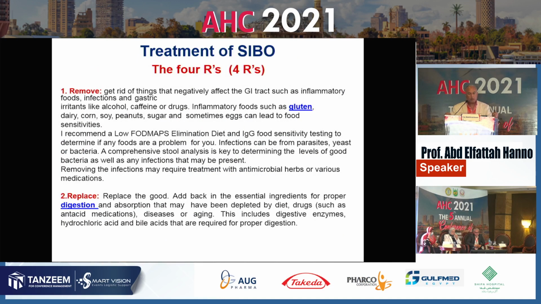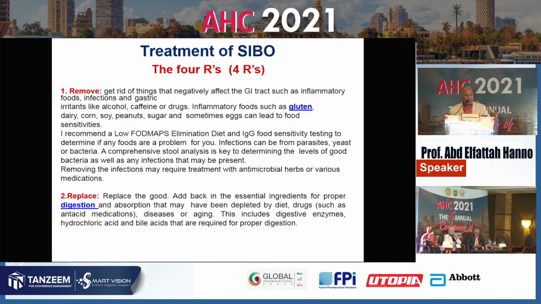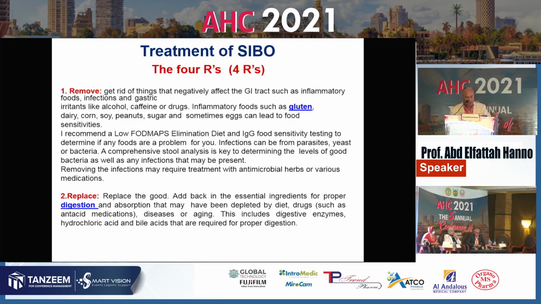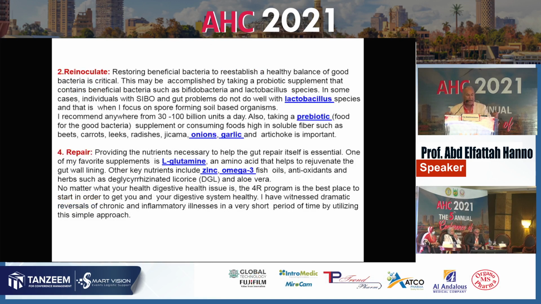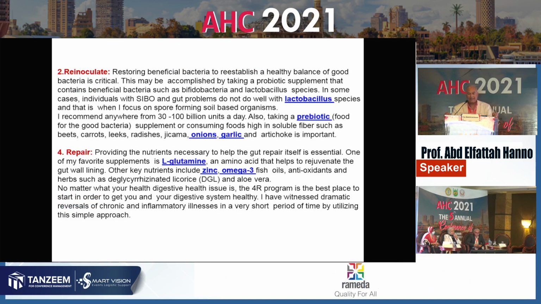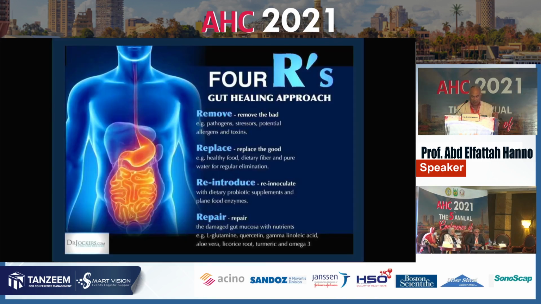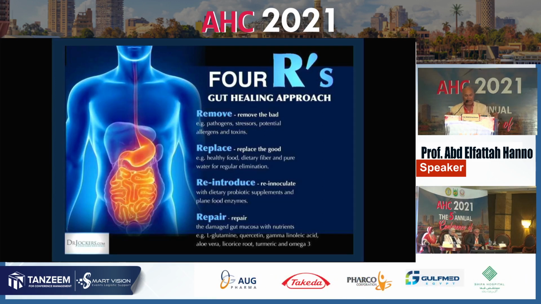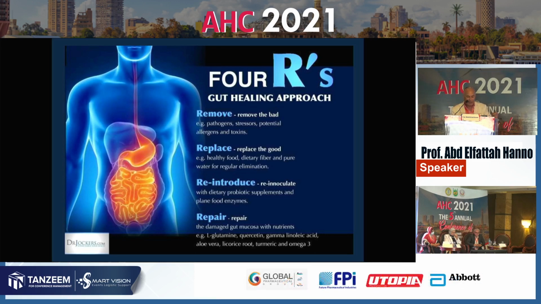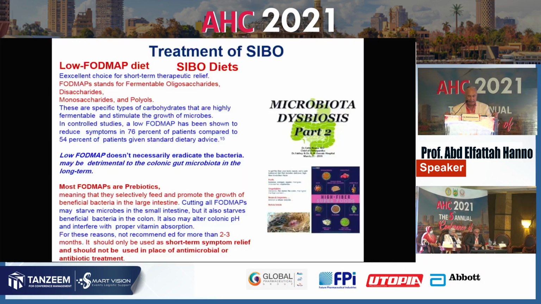The treatment of SIBO also needs the 4 R's. Remove the things that negatively affect the gastrointestinal tract, like infection and gastric irritants. Replace with what gives proper digestion and absorption, like certain types of food. Re-inoculate, particularly the microbiota, like lactobacillus, which plays an important role in the restoration of the immune system. And don't forget to give adjuvants like L-glutamine, zinc and omega-3, which help in the repair of the intestinal mucosa. So the 4th R is the healing approach: remove the harmful substances, replace them with good ones, reintroduce the microbiota, and give natural antioxidants for the repair of the intestinal mucosa.